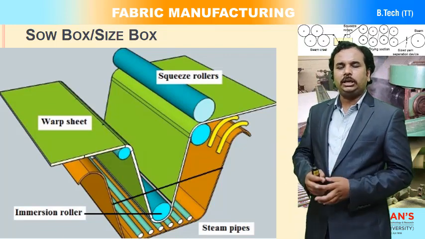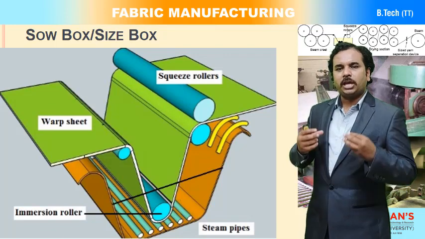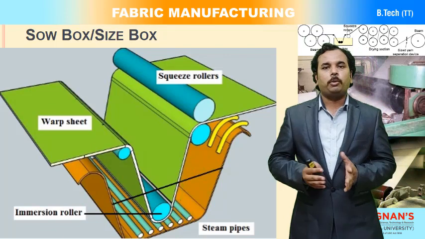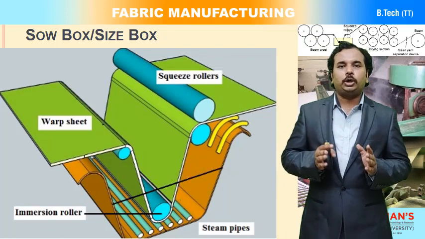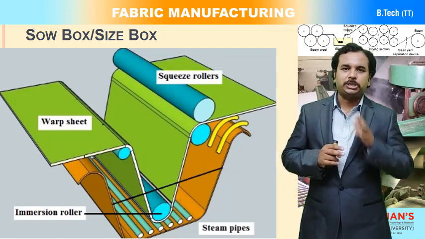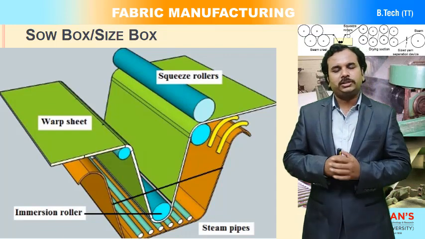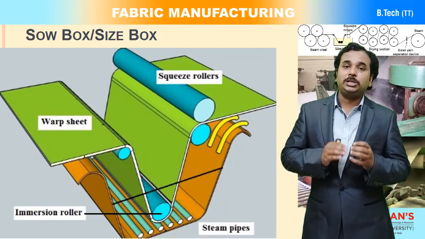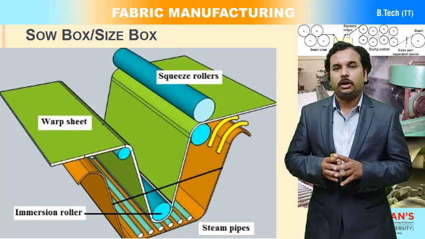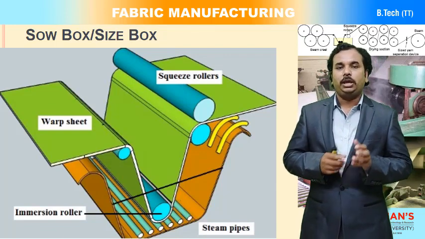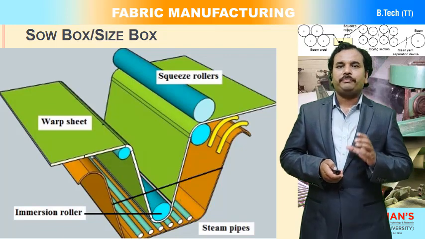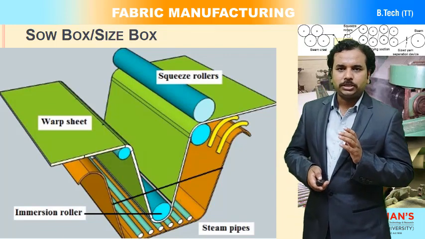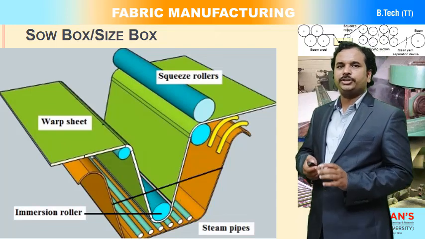So continuously the steam, with the help of steam pipes, we are going to maintain the temperature in the size box so that you can control the viscosity of the size paste. If you control the viscosity of size paste, the size application or the size paste penetration into the warp ends is going to be effective. So that is why we are using these steam pipes, to control the temperature.